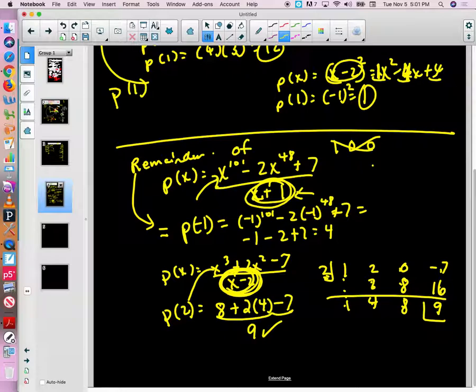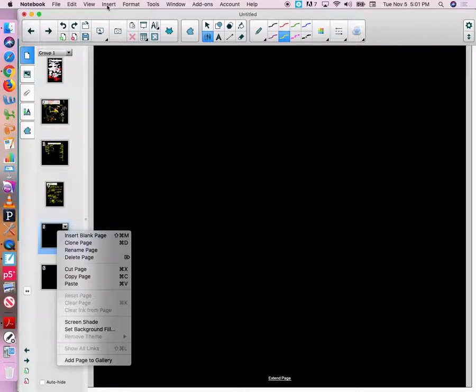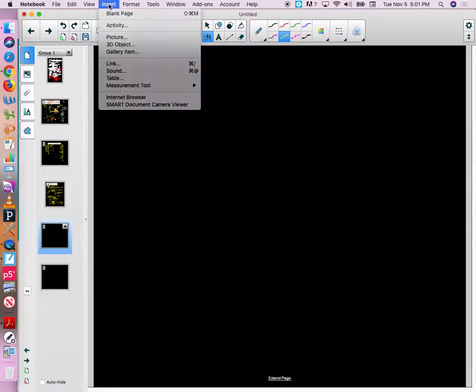So if you need a remainder and it's divided by a linear factor, you could just find the root of that factor and fill it into the top, and you will know the remainder without any stress. Let's go to number 6. All right, number 6.